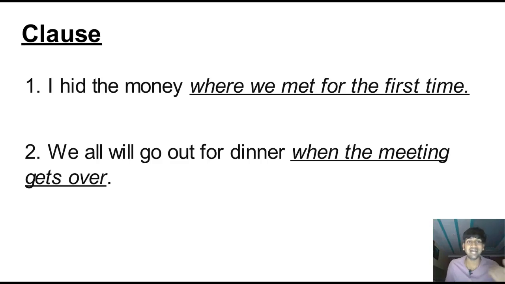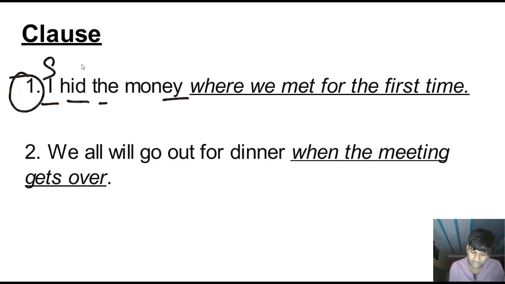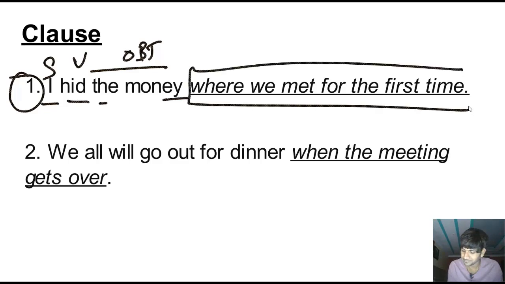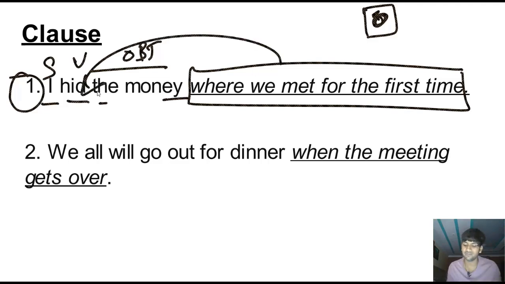Now, adverbial as a clause. Example number 1. I hid the money. Subject, verb, object. You can hide something at a particular place, or in something, right? Now ask yourself, where did I hide the money? I hid the money where we met for the first time. Let's suppose this is a particular room where we met the first time, and this is the place where I hid the money.